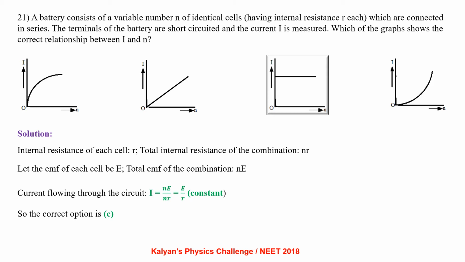Internal resistance of each cell is small r, so the total internal resistance of the series combination is nr. Let the EMF of each cell be E, then the total EMF is nE. Current flowing through the circuit, I equals total EMF by total resistance. That comes out to be E by r, which is a constant value. So the third graph is the correct representation.